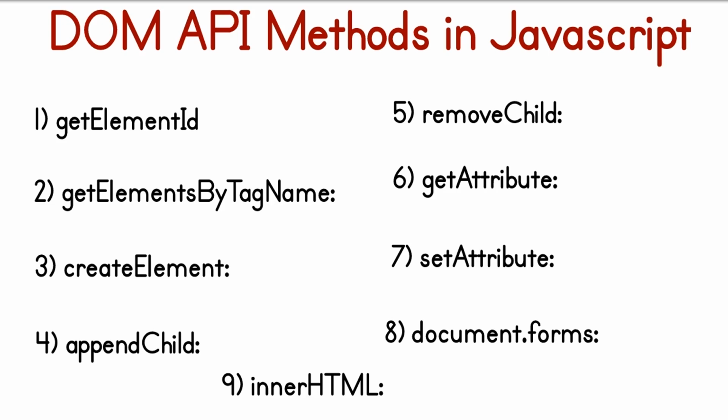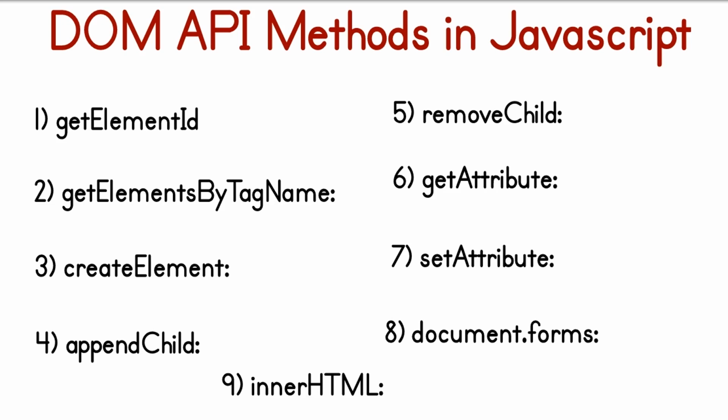Then we have removeChild, guys. Let's suppose we have a UL element, an unordered list, and we need to remove some list items from it. We will call this method removeChild, and we will simply pass the li element. This will remove the child from the parent. Then we have the sixth method, guys, getAttribute. Let's suppose we want to get a specific attribute value from an HTML element. Let's suppose we have given a source attribute to the image element, so we need to get the source attribute. We will use this method getAttribute. This will get the actual source attribute from the image element.